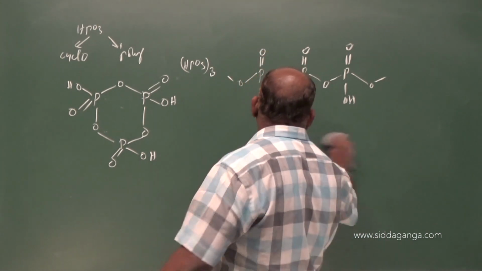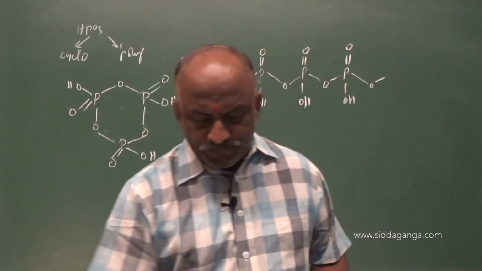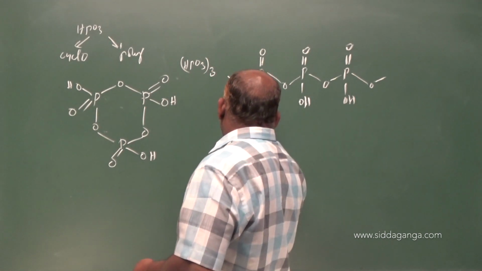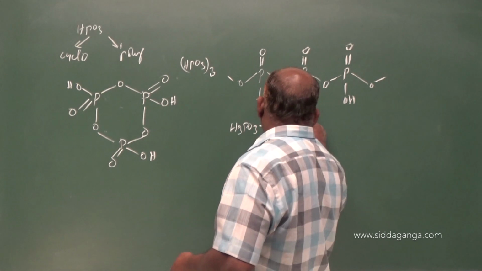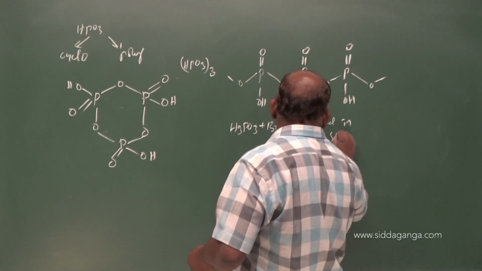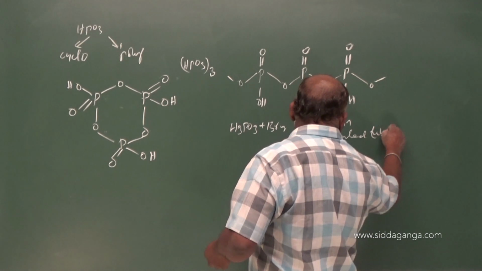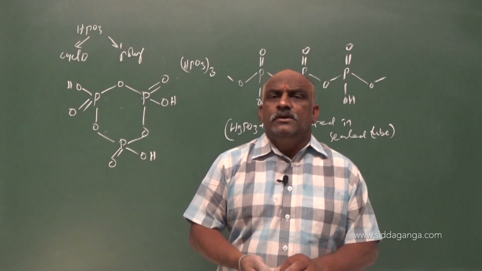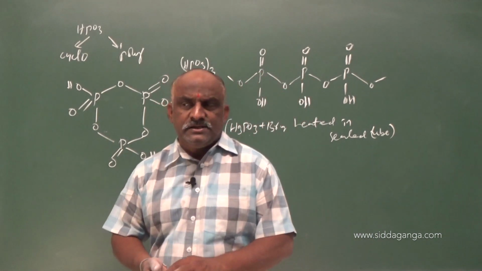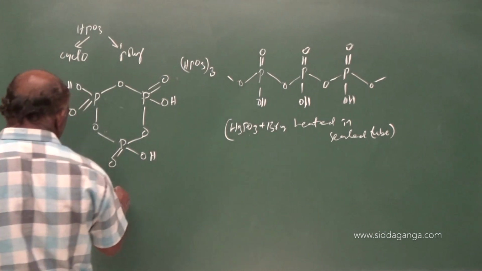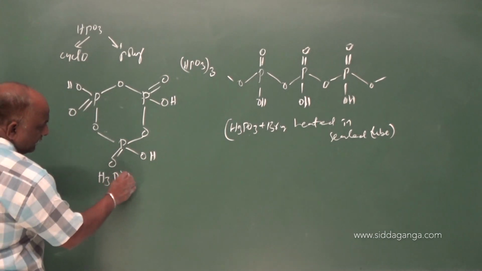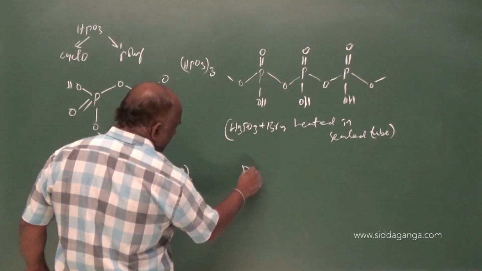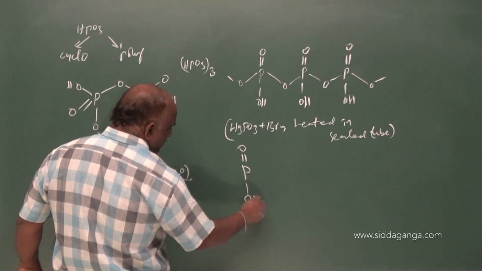So it exists in polymeric form, and it is prepared by H3PO3 plus Br2 heated in a sealed tube. Heated in a sealed tube, you will get this metaphosphoric acid. So these 4 acids are said to be the ic acid series, and one more acid is also there, that is H3PO5. H3PO5 is called peroxophosphoric acid.